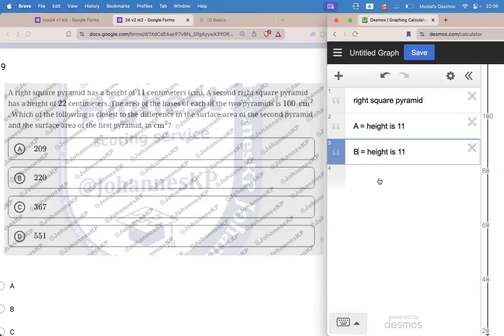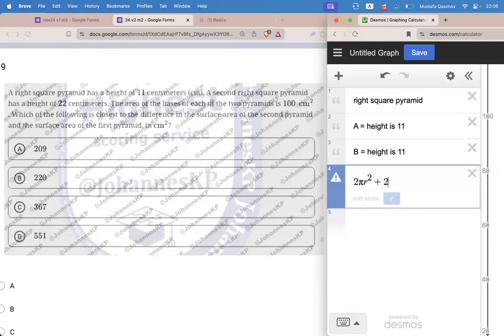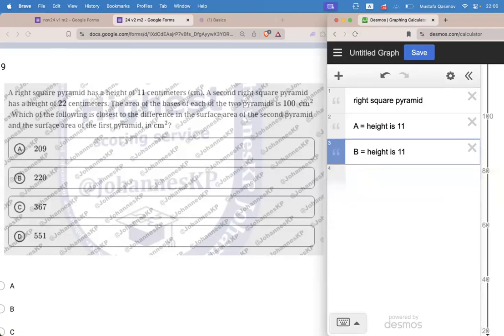It is a cylinder, I think. You say cylinder, right? 2πr squared plus 2πrh. It's for a cylinder. For a pyramid, it is just 4 triangles plus the base. Or 3 triangles plus the base.